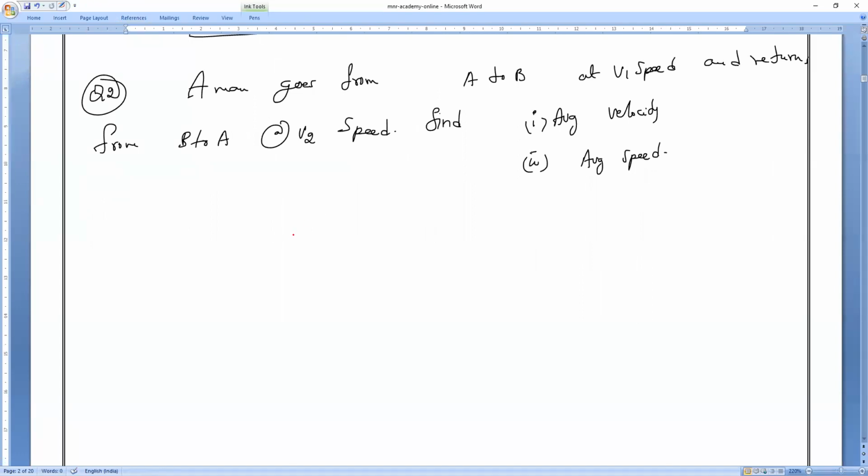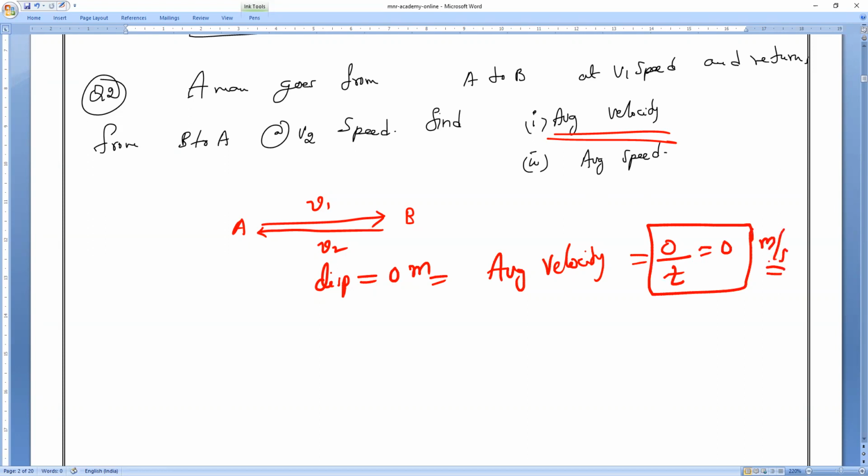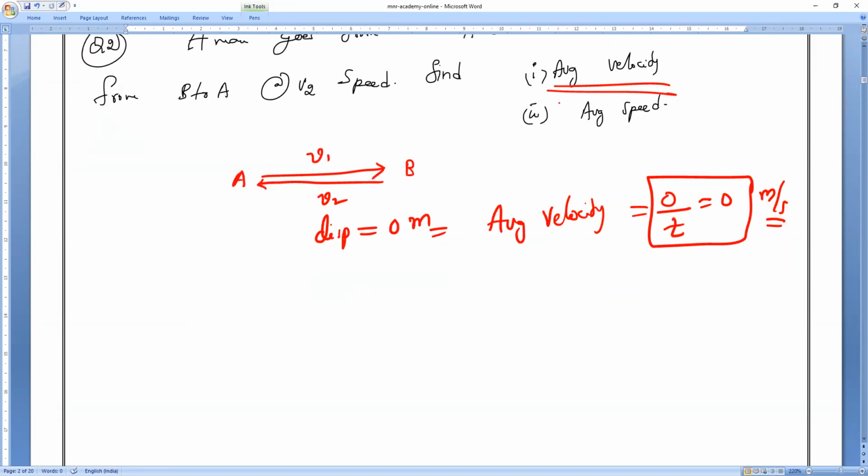Understood? Now, how to find it? I will give the options. Of course, average velocity we can find. He started from point A, reached point B, and again came back with V1 velocity and V2 velocity. His initial point and final point are the same, so the displacement is 0 meters. Average velocity is equal to 0 by time, which is equal to 0. Yes or no, everybody?